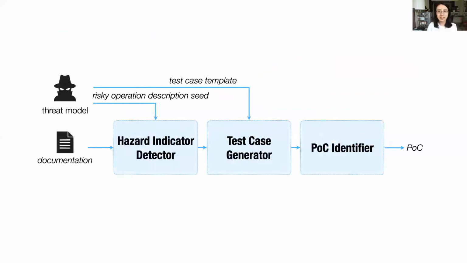Now let's look at our whole approach. In one word, we identify the indicator from the specification and then use it to guide the test case generation and execute the test case to identify the POC. Our system inputs are the cellular network documentation and the threat model, specifically a risk operation description as a seed that is used to extend the other risk operation descriptions, and a test case template that is used to generate test cases. And the output is an identified POC. The whole workflow is automated.